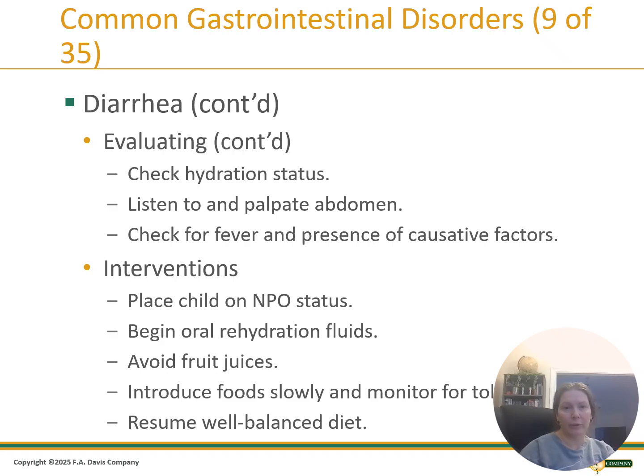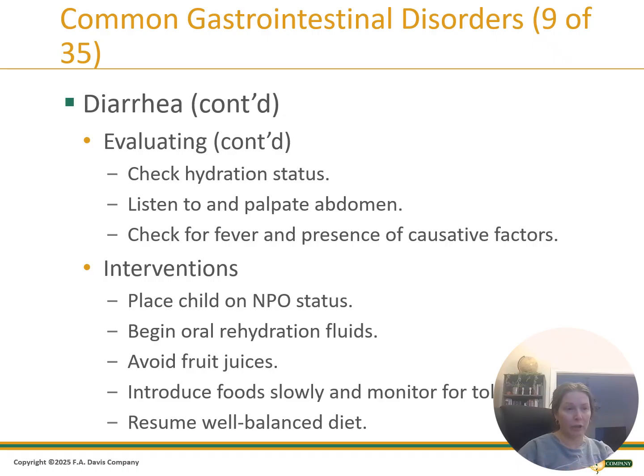So continuing on with this evaluation of diarrhea, we want to auscultate the child's abdomen, listening for their bowel sounds. We would expect them to be hyperactive with the diarrhea. We can palpate the abdomen to see if they're more tender in certain spots. We want to be checking for fever. Is there any reason to believe it's an infectious cause?